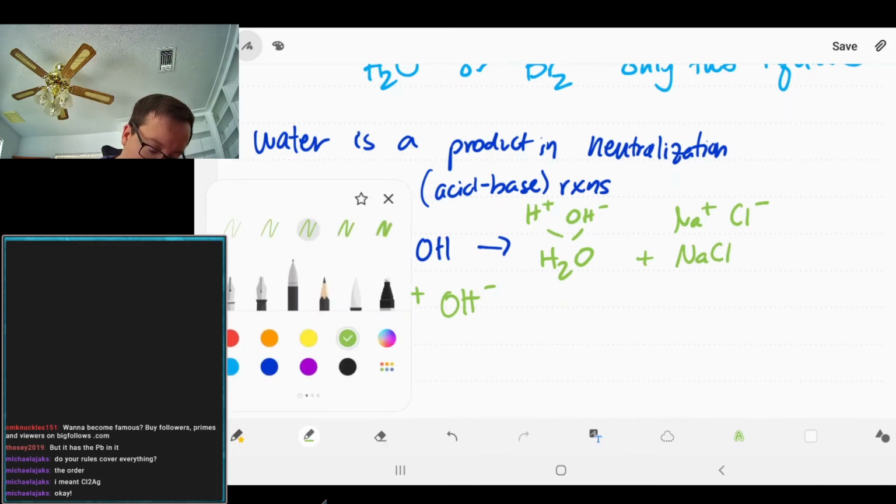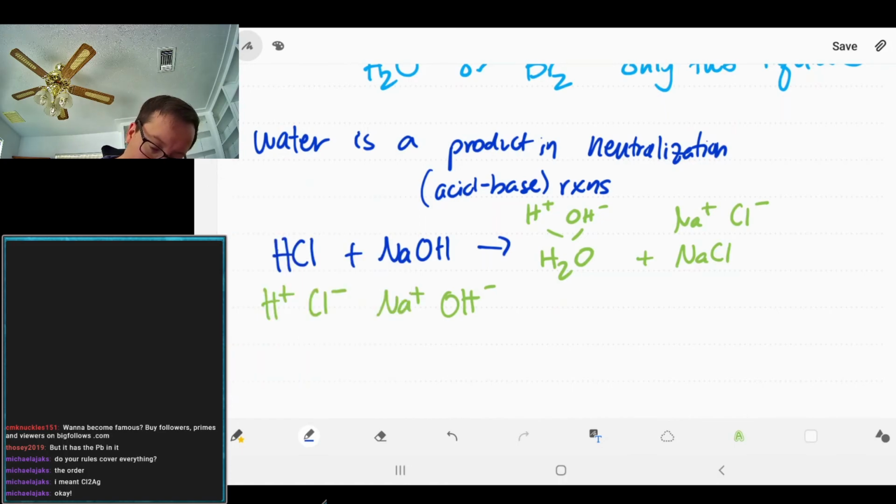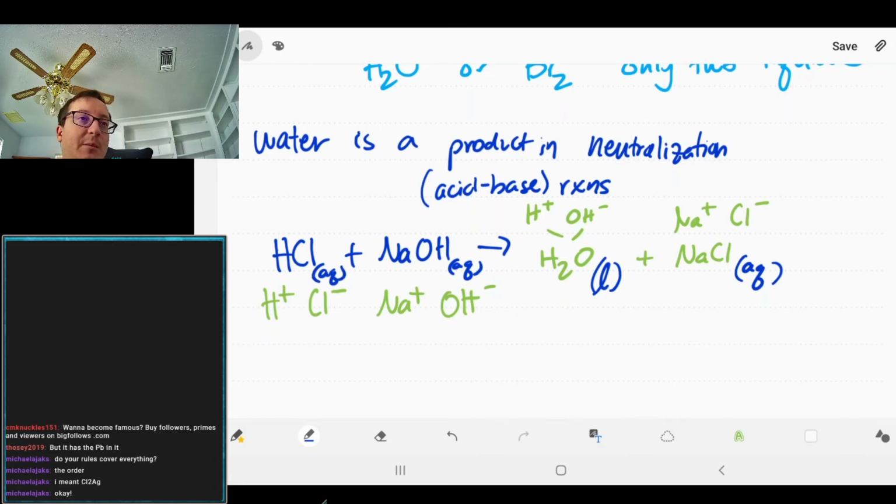When we see water formed, we're going to say that that's a liquid. The water formed is liquid. And the sodium chloride, of course, we're going to know as aqueous. Sodium is soluble. Anything with sodium is soluble. Most things with chlorine are also soluble. Our reactants, of course, are both aqueous. Double displacement reactions. So we see water as a product. If ever we see water as a product, it's going to be liquid.